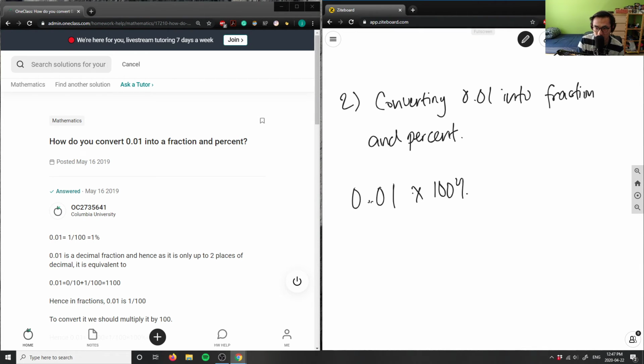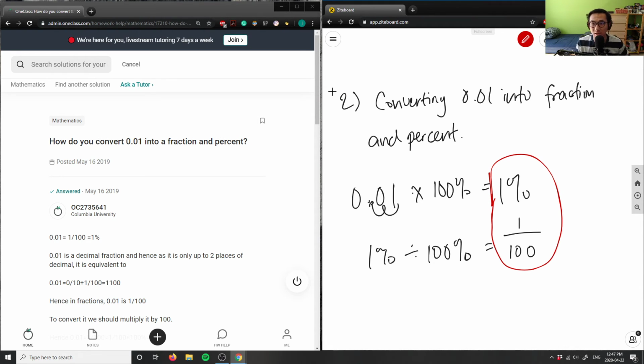So multiply by 100%. So my decimal was here, 1, 2. So this would be 1% here, my percentage. And obviously, if I want to convert percentages back into a fraction, I would have to divide 1% by 100% to get me a fraction. So I simply have 1 over 100. So these two are my correct answers. I have 1% is 0.01 converted into a percent, and to convert into a fraction, I would simply have to divide it by 100, right? 0.01 divided by 100.